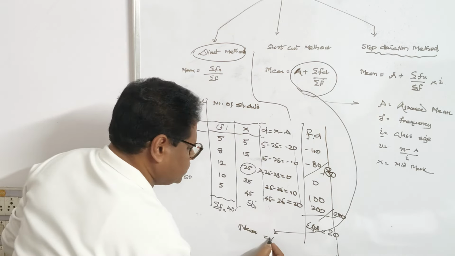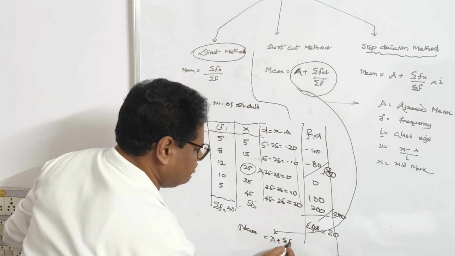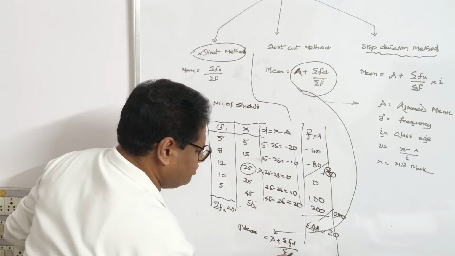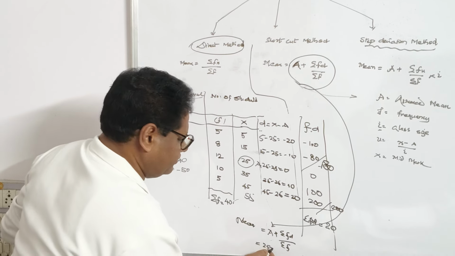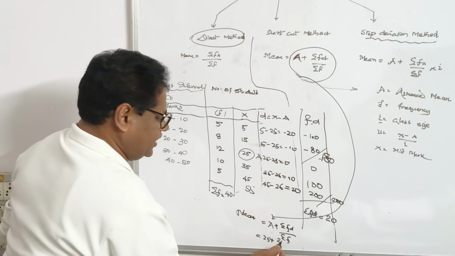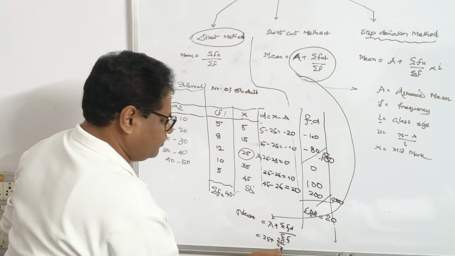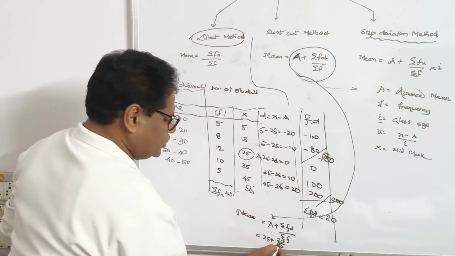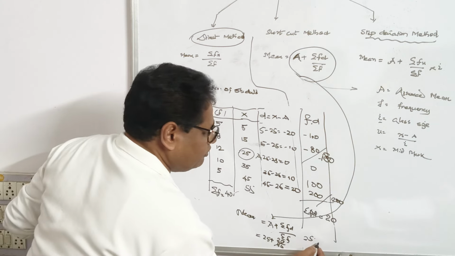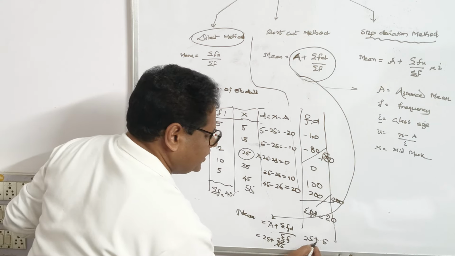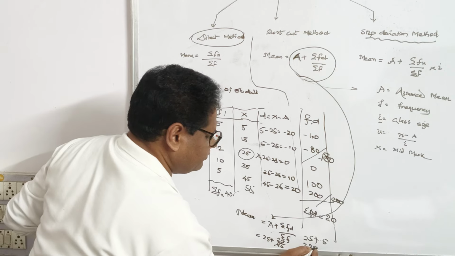Okay, now the mean by the shortcut method, applying this formula, we have mean equals A plus sigma fd by sigma f. Okay, so assumed mean is 25, sigma fd is 20, and sigma f, that is 40, the same number. So this comes to 0.5. So we have 25 plus 0.5, that is 25.5.